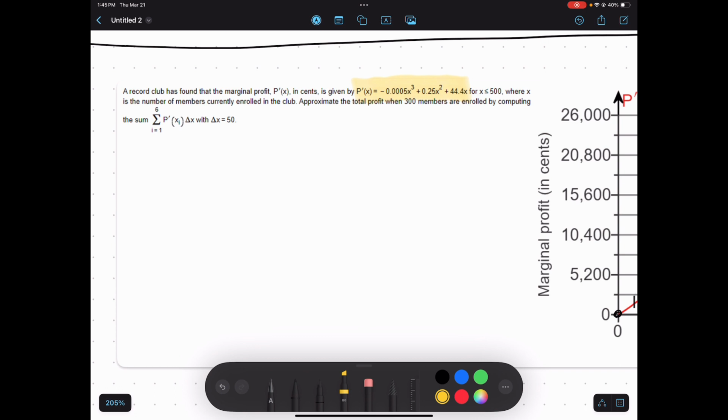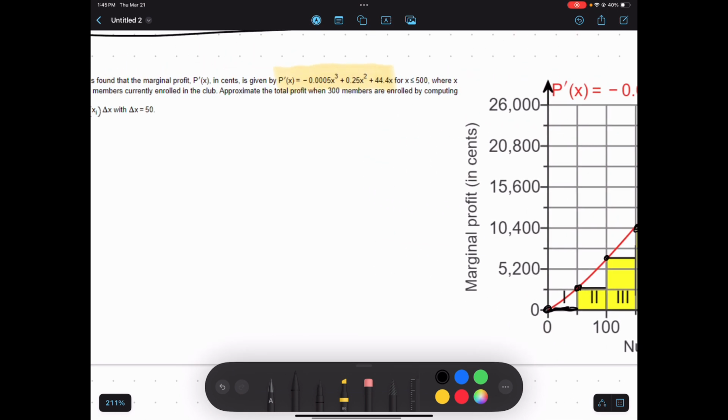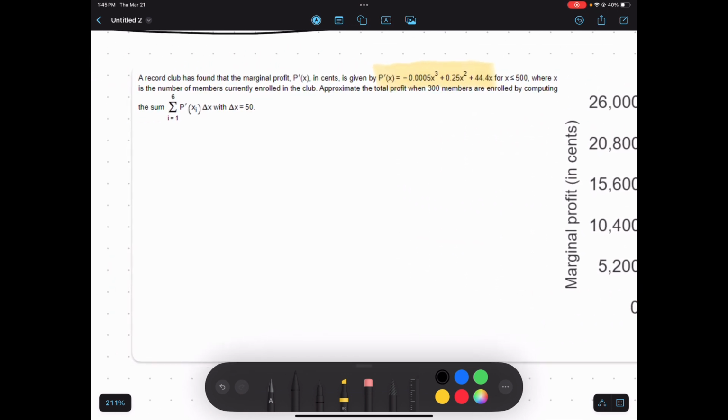So there's my function. How many rectangles am I making? Well, the graph can help you with that as well. It might look like I'm making 5, but you'll notice that there's one rectangle right here that's not very tall at all. So I'm making 6 rectangles. Where else can I see that? I can see that right here on top of my Riemann sum. So I'm making 6 rectangles.